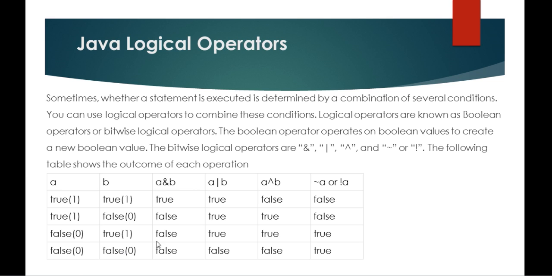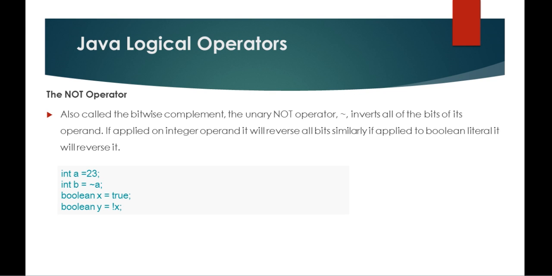False and false, of course, that is false. False or false, that is false. False, bitwise false, that is false. False and false on the NOT operator, that is true. So, this is our truth table. Yung NOT is kabaliktaran. Ibig sabihin, pag gumamit ka na ng true and true, pag ginamit mo na ng NOT true, of course, that is false.